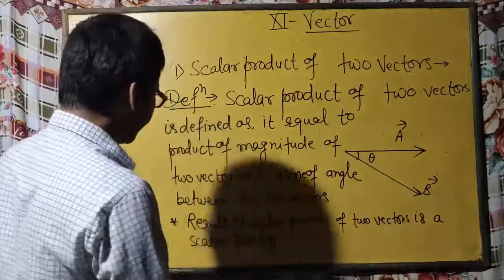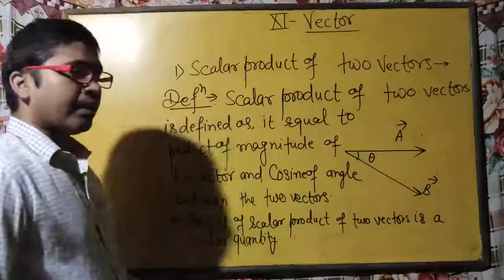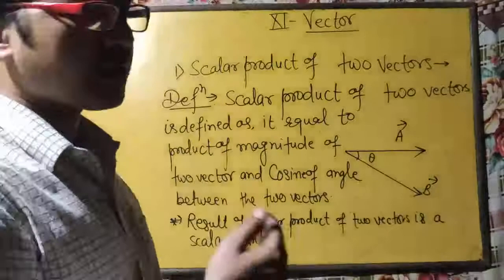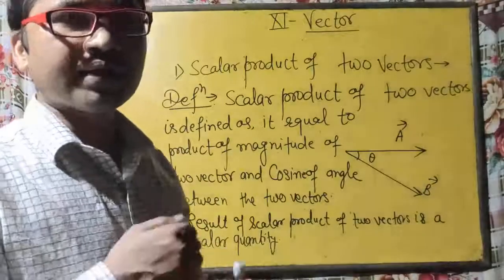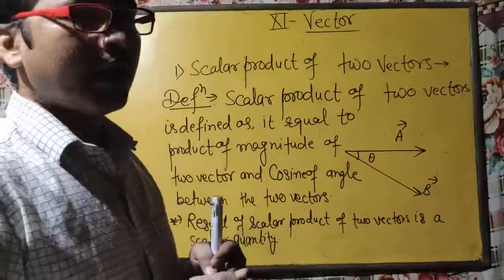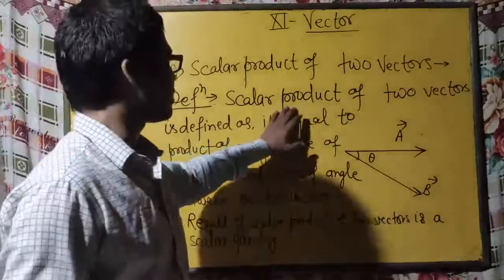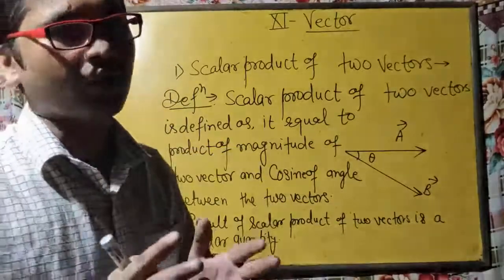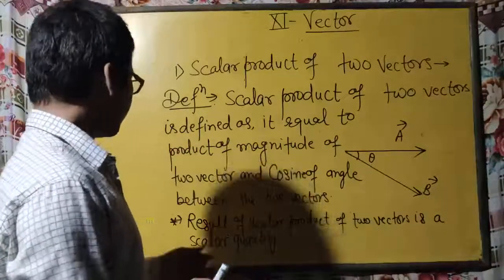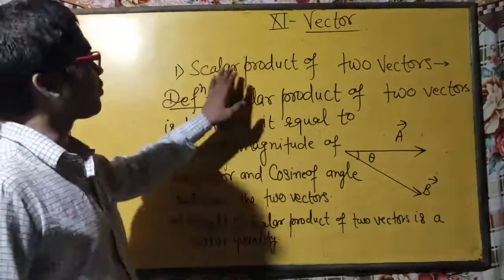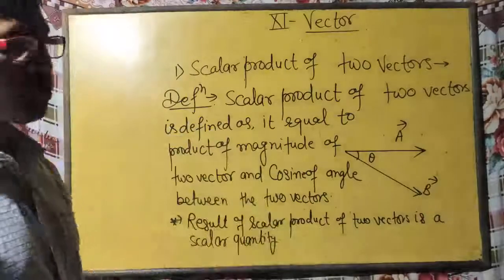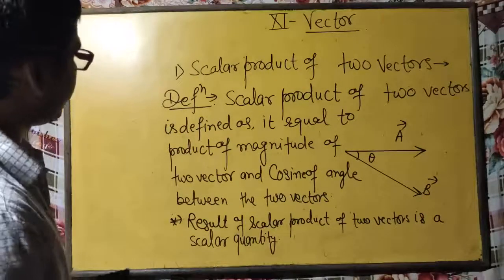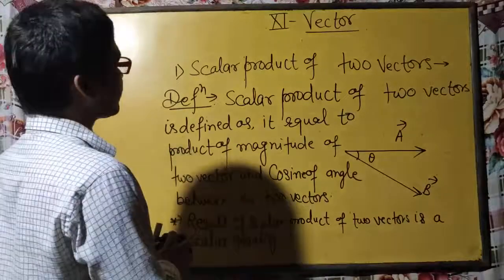This is a very interesting point. If you try to get the product of two vectors, suppose A and B, and if it is a scalar product, then the resultant physical quantity is a scalar quantity. This is a very interesting result of the scalar product of two vectors. So let's see this in a different way, using some examples.